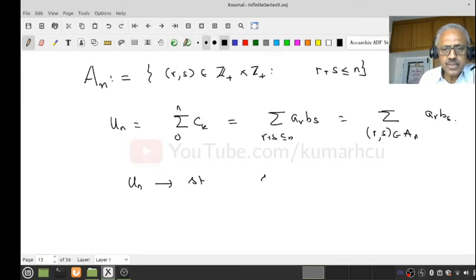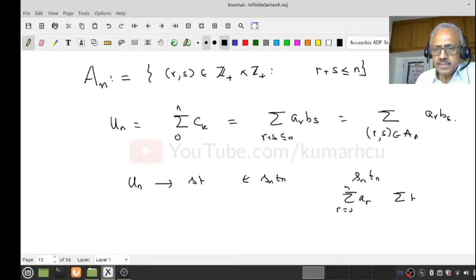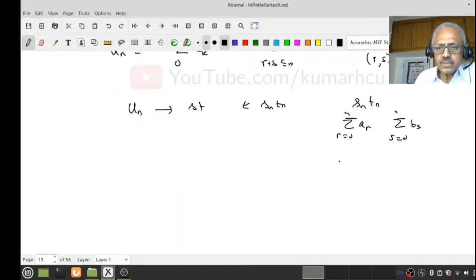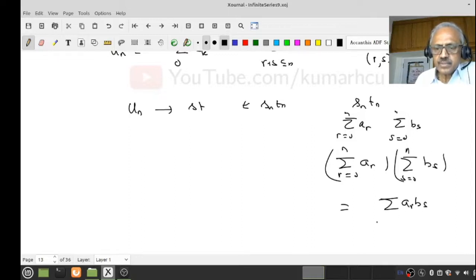Essentially I want to prove Un converges to ST, but where does ST come from? Sn Tn. Therefore, I have to look at what Sn Tn is. What is Sn? That is the summation of Ar, r from 0 to n, and Tn is the summation of Bs, s from 0 to n. Therefore, Sn Tn is the sum of Ar Bs where r and s, something very interesting, r can be 0 to n and s is also 0 to n.